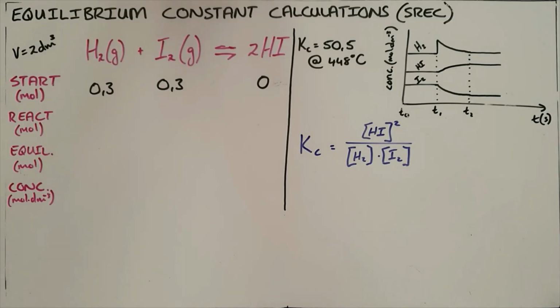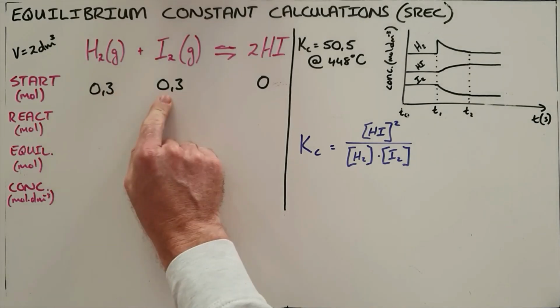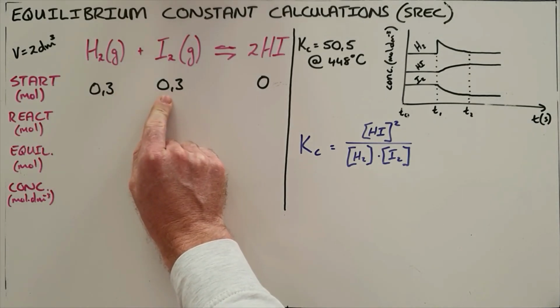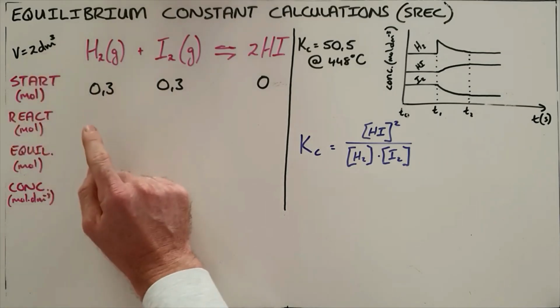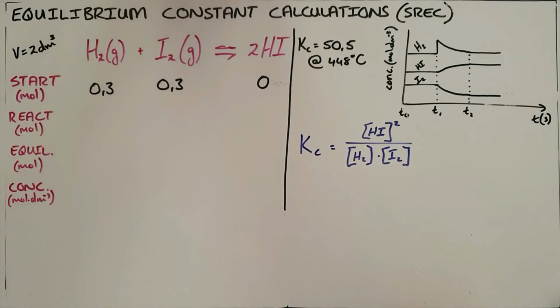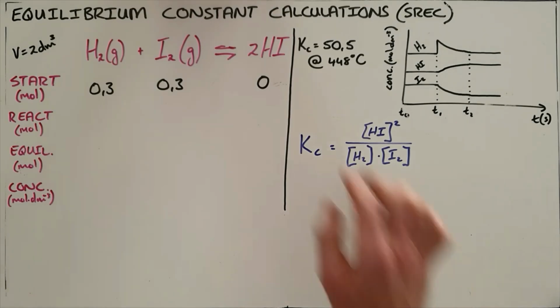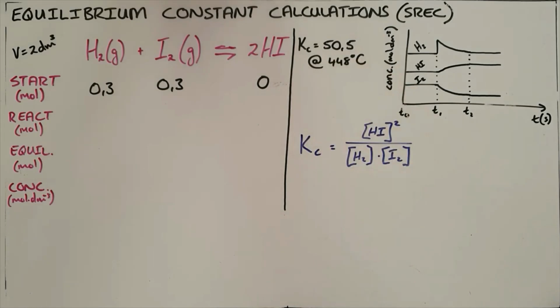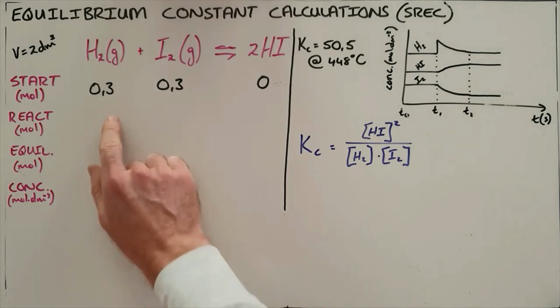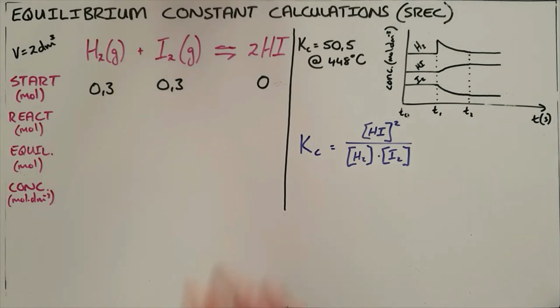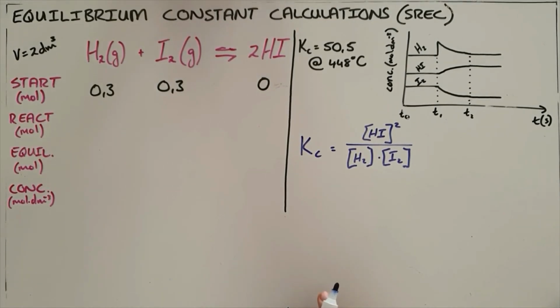Initially, 0.3 moles of hydrogen and iodine are injected into the closed container that I've recorded here, 0.3 moles of each. And the container has a volume of 2 cubic decimeters. Equilibrium is established at 448 degrees, and the constant at this temperature is 50.5. We know that equilibrium constants are only constant for a specific temperature. We are then asked to calculate the amount of hydrogen and iodine and hydrogen iodide at equilibrium. We can do this with the aid of a SREC table.